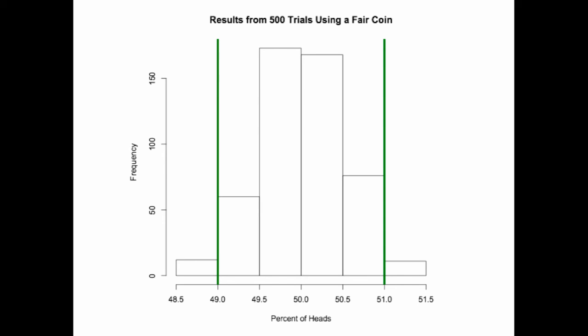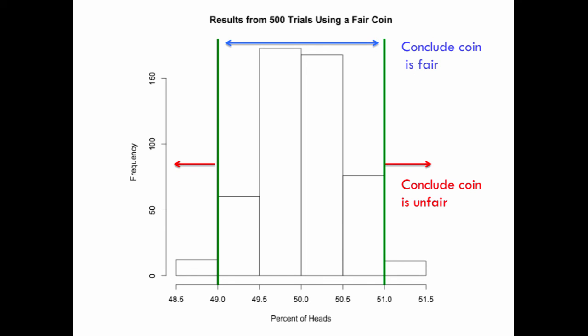Look at the x-axis here. See the green vertical lines that correspond with 49 and 51%? Let's say any time that a trial falls in this window, we'll consider the coin to be a fair one. If it falls outside of those green lines, then we'll conclude that the coin is unfair.